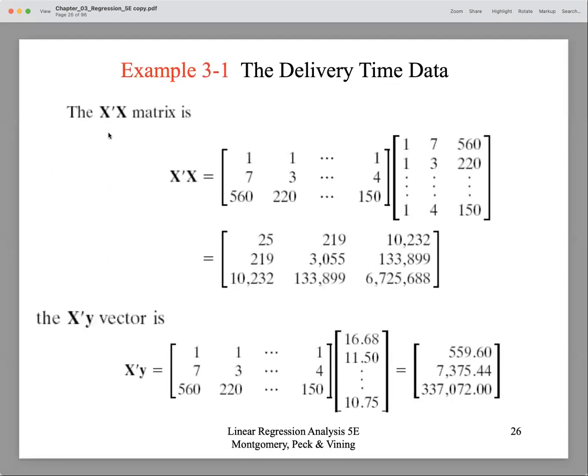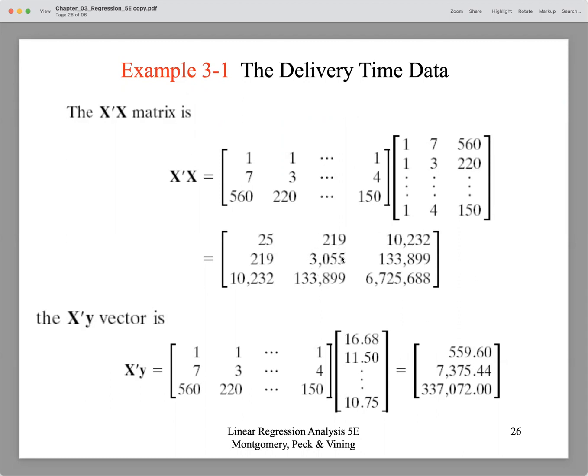All right, so we need the matrix x prime x, or x transpose times x. This is how we would go about doing the calculation, and we would not want to do this by hand, obviously. We'd want to use a calculator or software to do it. When we go through and do that calculation, we get the 3x3 matrix shown here. This would be the number of observations, 25. This would be the sum of x1. 10,232 would be the sum of the x2 variable.